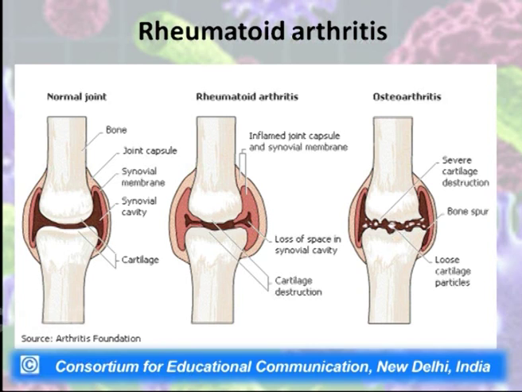Now, this is a situation where there is a normal joint. You can see in the synovial cavity, the synovial membrane is present. In case of osteoarthritis, it is basically leaching of the bone. But in the case of rheumatoid arthritis, the autoantibodies are specifically produced against the synovial membrane and it is causing the degradation of the synovial membrane, finally loss of space in the synovial cavity. This is a typical example of rheumatoid arthritis.